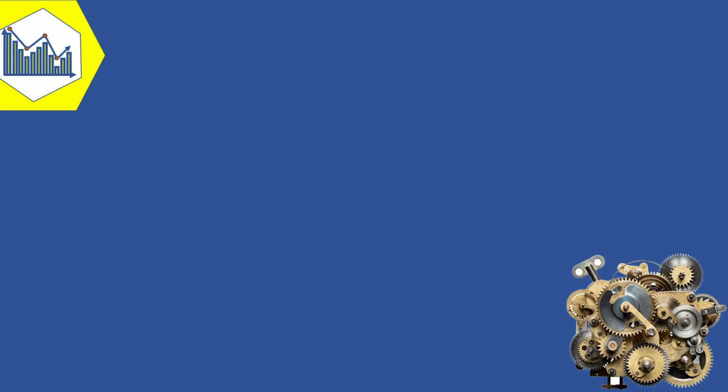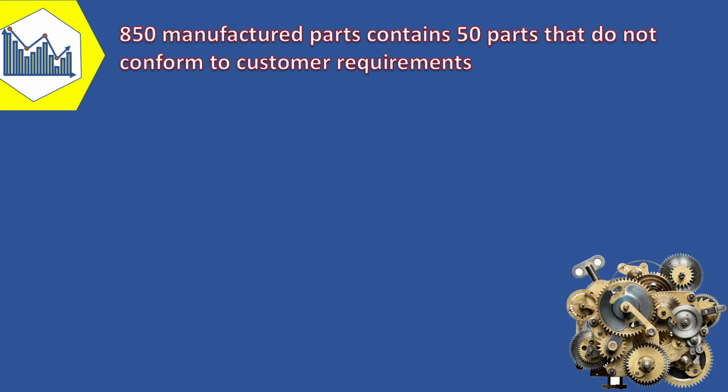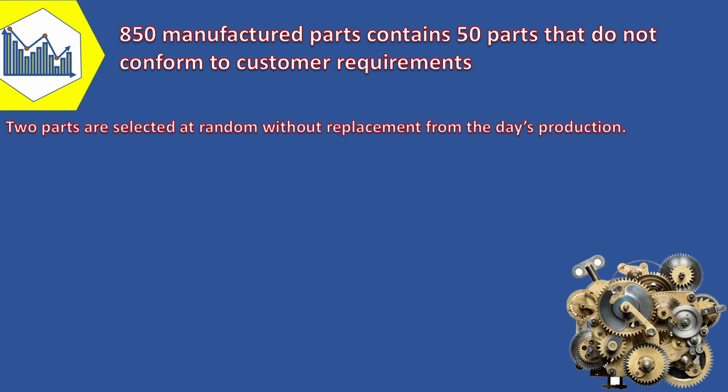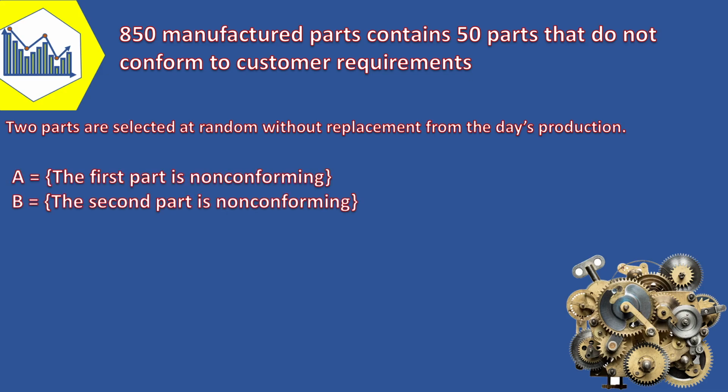Suppose that a day's production of 850 manufactured parts contains 50 parts that do not conform to customer requirements. 2 parts are selected at random without replacement from the day's production. Let A and B denote the events that the first and second parts are non-conforming, respectively. From counting parts in the sample space, the probability of B given A equals 49 over 849, and the probability of A equals 50 over 850.